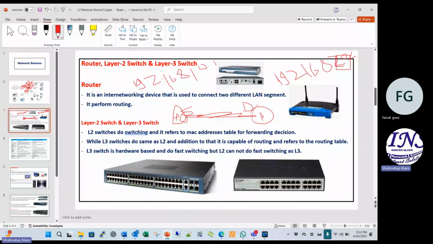Suppose this is the switch. This is an SFP port, this is an SFP port here, and this is an SFP port here. This switch has 4 SFP ports, 1, 2, 3, 4. One is a console port and one is a management port, the MGMT port.